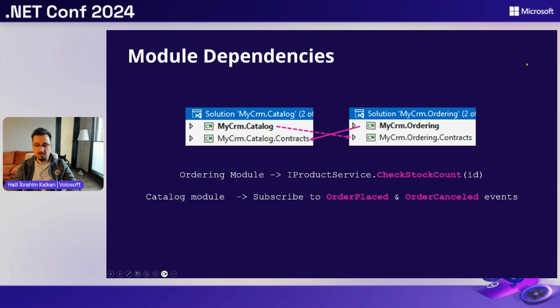Also, when you want to subscribe to an event from the catalog module in the ordering module, for example, you can add a reference to the contracts package and subscribe to these events. In this way, you can reuse the event classes without any duplication.